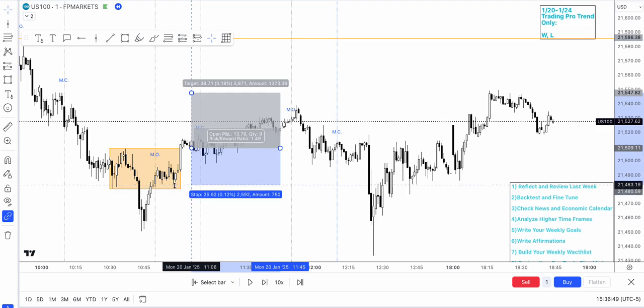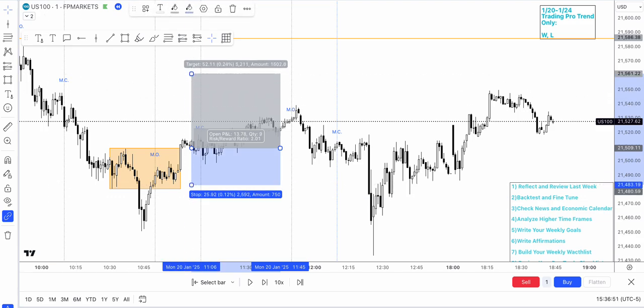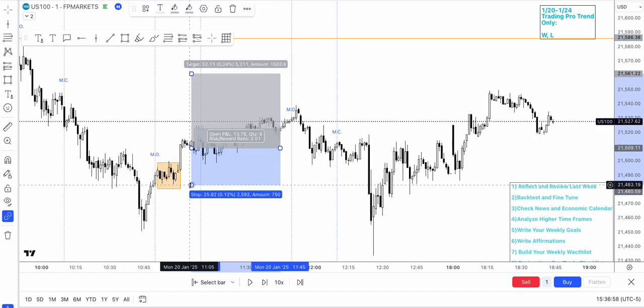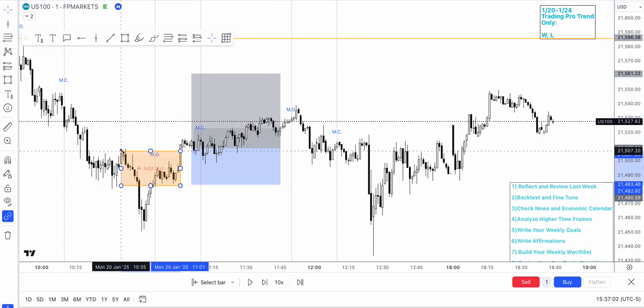I might have taken it like this, a shorter entry. Let me look at my journal. Yeah, I took it like this. I mean, I analyzed it a little differently. I had it as my accumulation zone, but it's all good. It's pretty much the same setup, and I had that as my stop loss area.